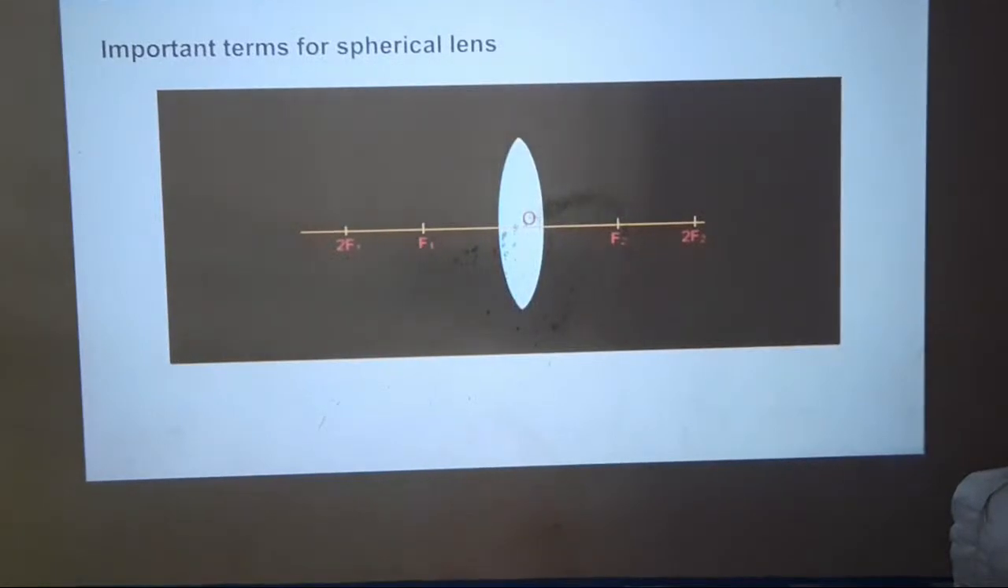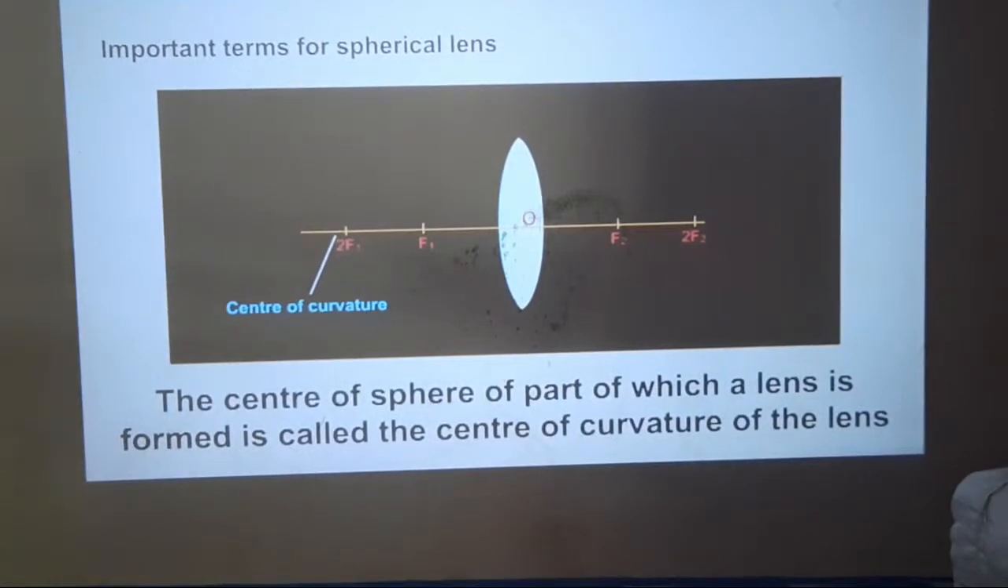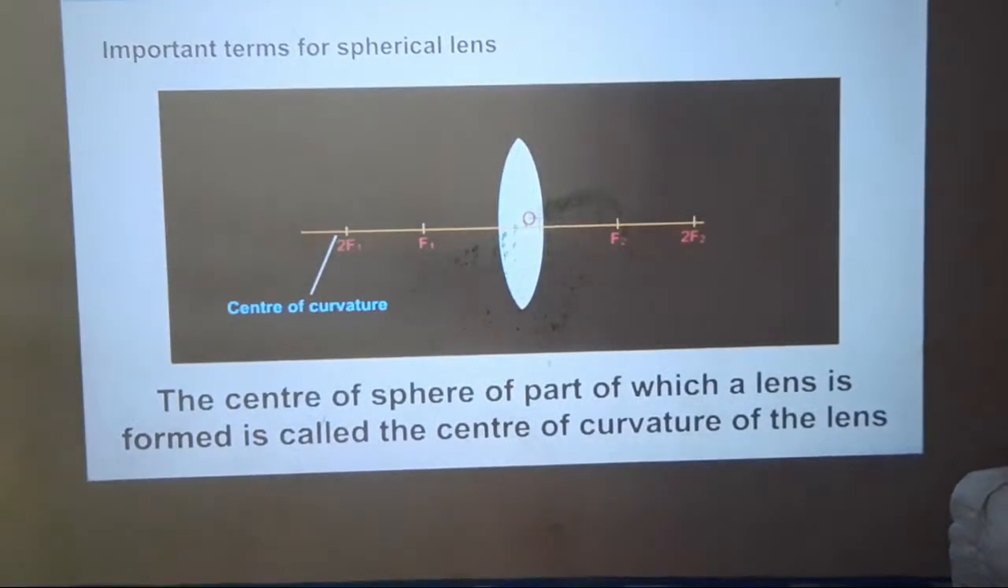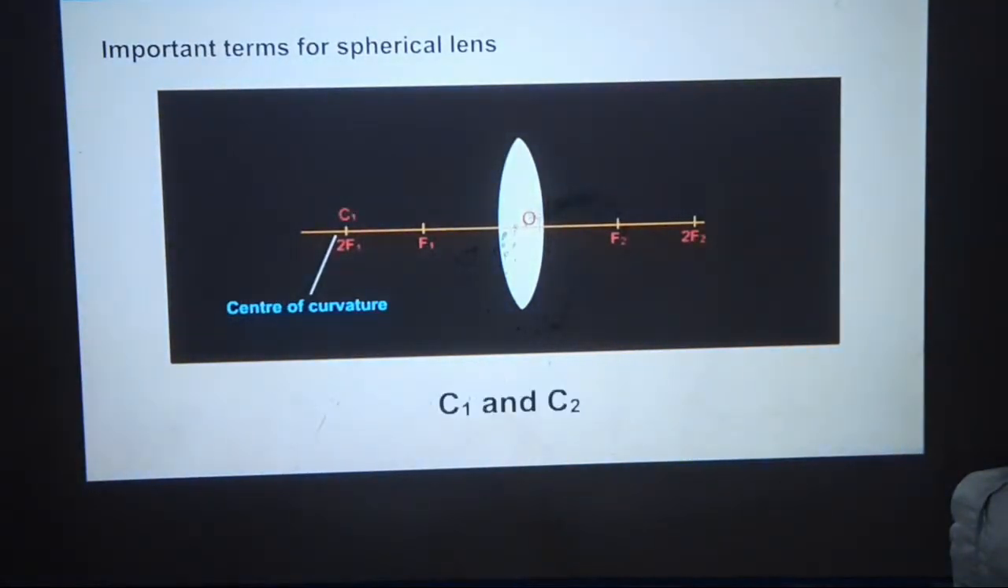Important terms for spherical lens. Centre of curvature. The centre of the sphere of which a lens is a part is called the centre of curvature of the lens. Since concave and convex lenses are formed by a combination of two parts of spheres, they have two centres of curvature. One centre of curvature is usually denoted by C1 and the second is denoted by C2.